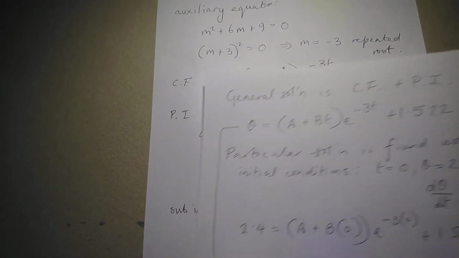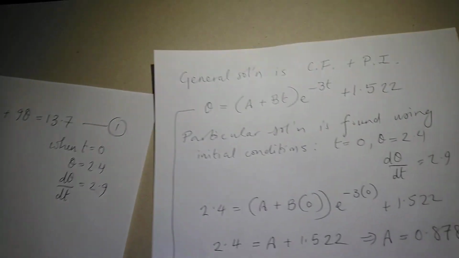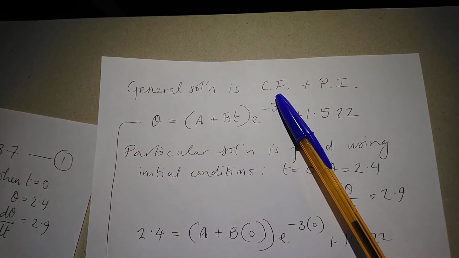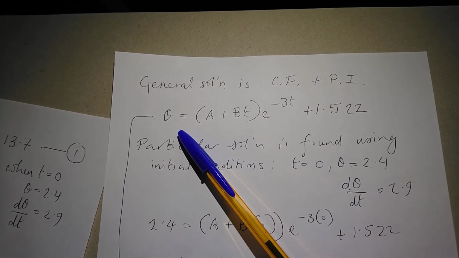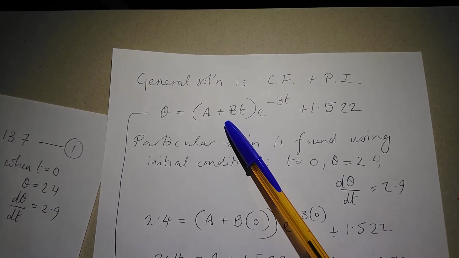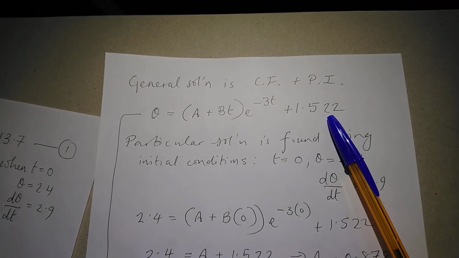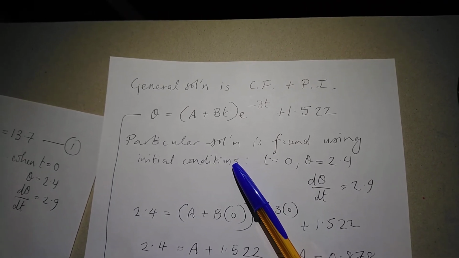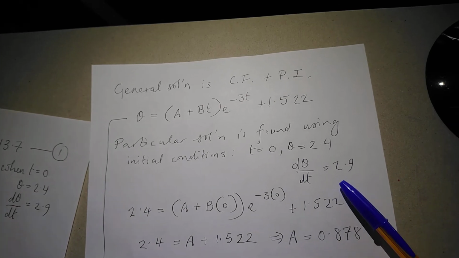So the next thing is to remember that the general solution is found by adding the complementary function and the particular integral. So therefore theta, the general solution, is the complementary function plus the value of k that we just worked out. But we need to find the particular solution, and we do that using the initial conditions that we were given earlier, but I've just repeated here.